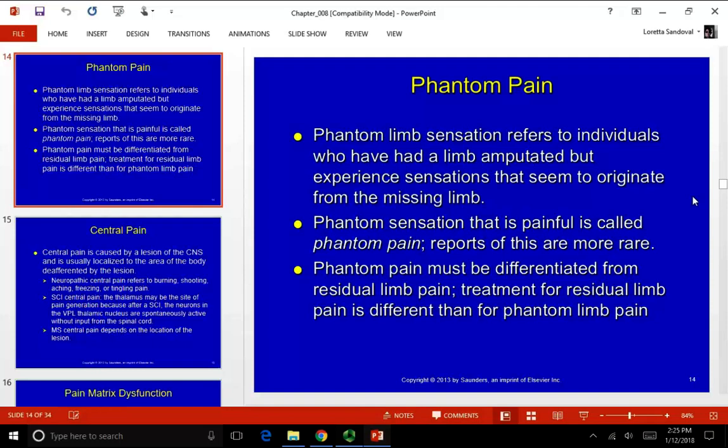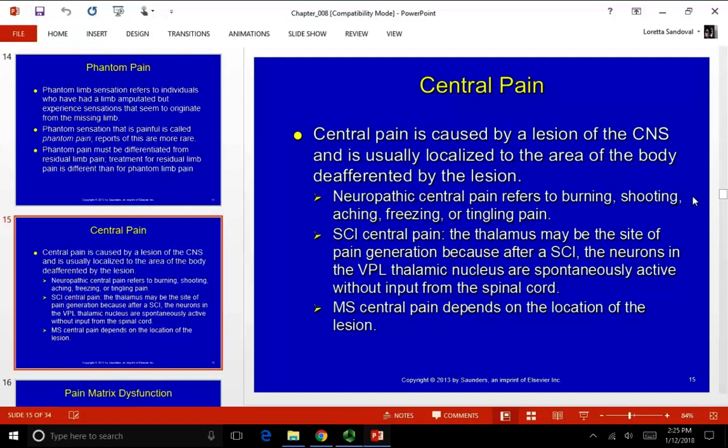So there are some effective treatments for phantom limb pain in therapy, so that's pretty cool. Central pain is caused by a lesion of the central nervous system and is usually localized to the area of the body deafferented by the lesion. So you can have central pain after a CVA or a brain injury. Neuropathic central pain usually refers to burning, shooting, aching, freezing, or tingling pain. I see this a lot in my CVA patients.